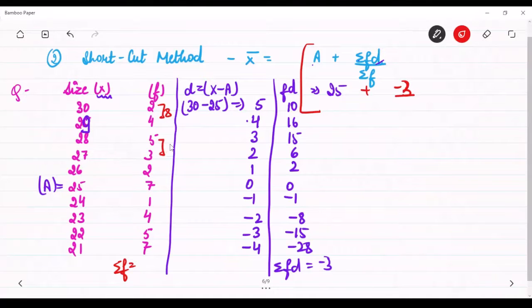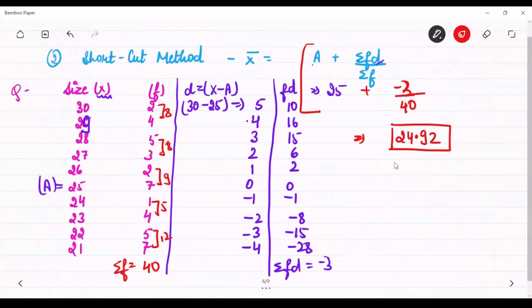8, 8, 9, 5 and 12. So when we add all these, we will get 40 as the summation of frequency. We need to divide it by 40. So the final answer that we are going to get here is 24.92. So this is the final answer. So guys, I think this was pretty easy for you.